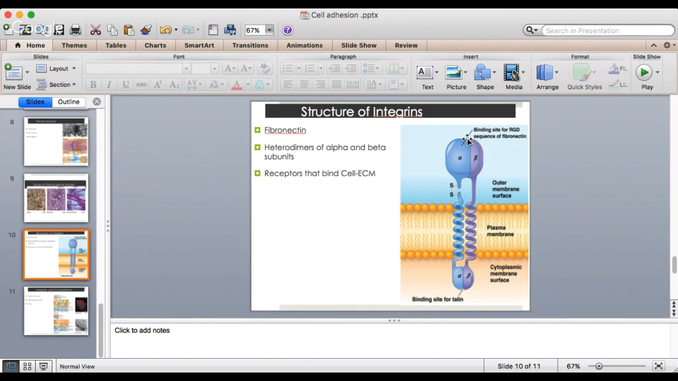And at the cytoplasmic membrane, at the alpha beta subunits, it has a linker protein binding site, which is a binding site for talin. Then it can be shown here that the alpha subunit splits due to a disulfide bond.